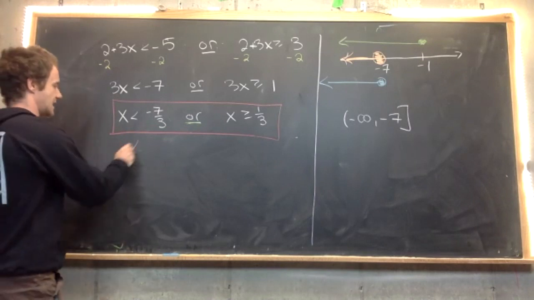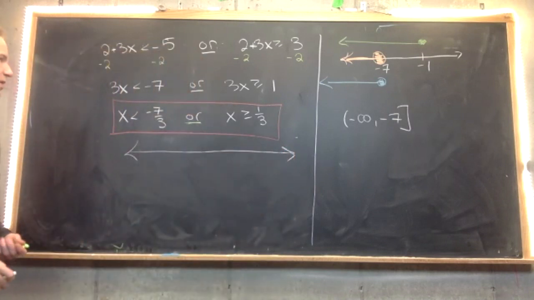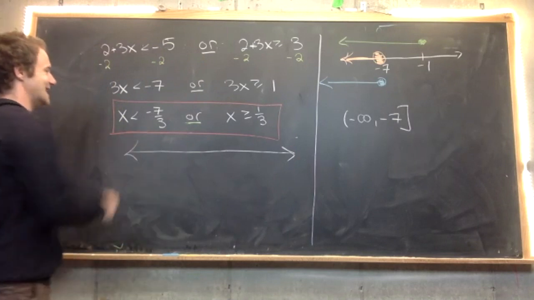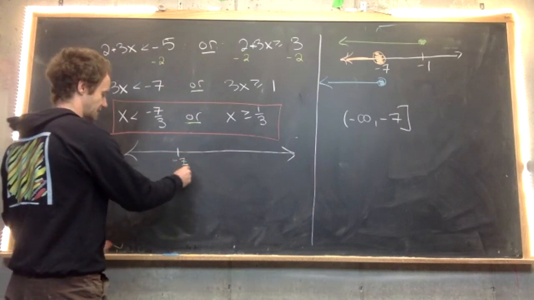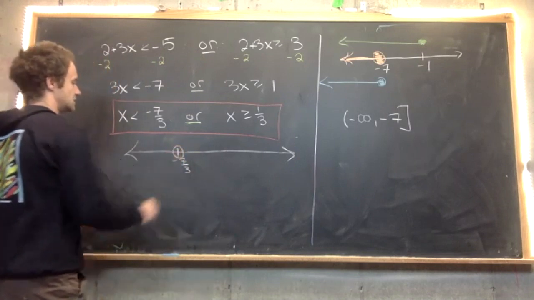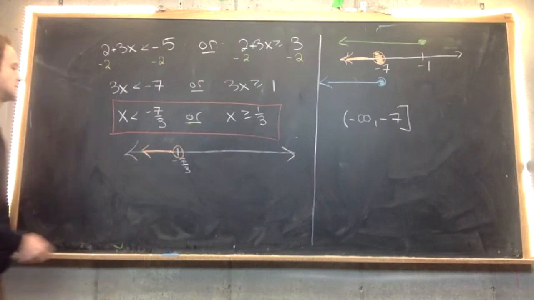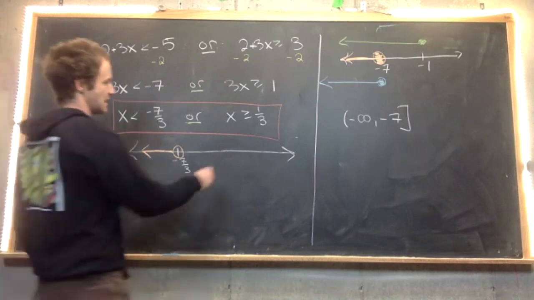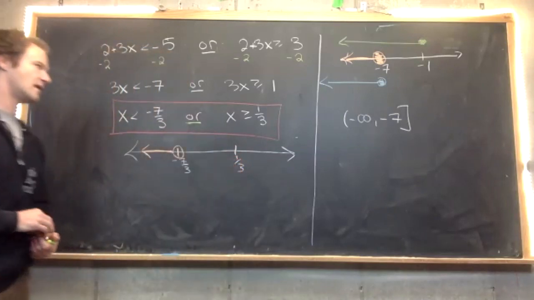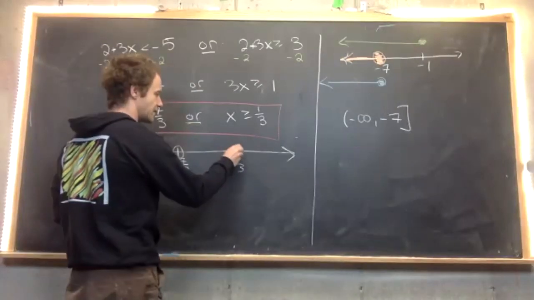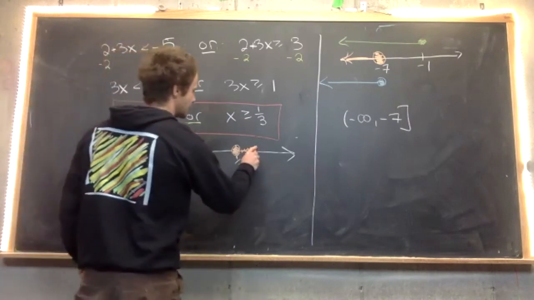Now let's go ahead and graph this. So we want to graph these two parts. So let's see, if x is less than -7/3, so we need to put -7/3 on the number line. We do not include -7/3 because we've got that less than, and then everything to the left. And then we'll put 1/3 on the number line. So we do include 1/3 because we've got a greater than or equal to, and then everything to the right.